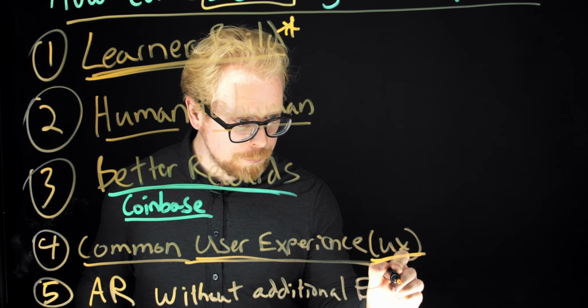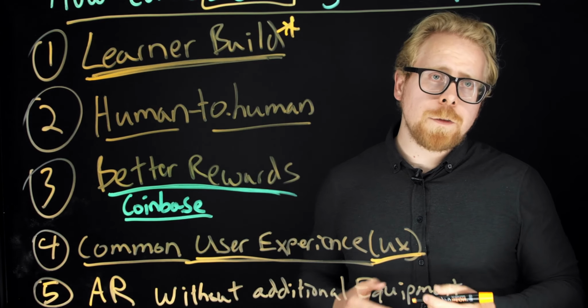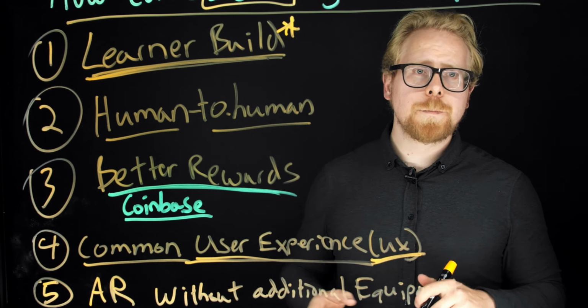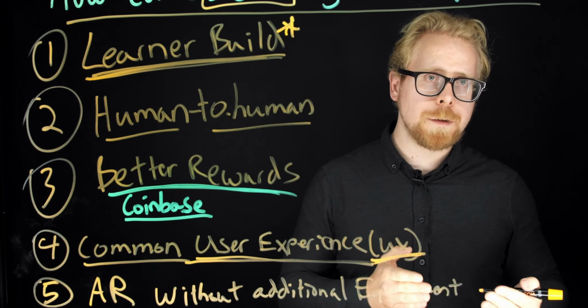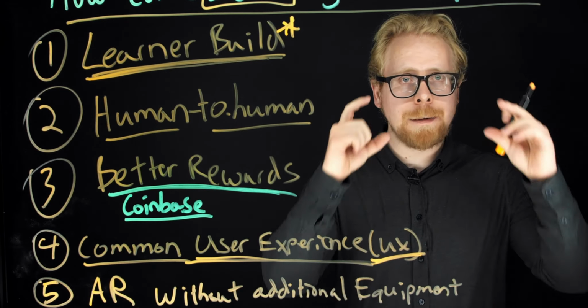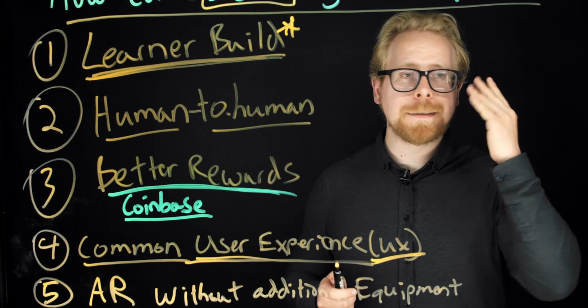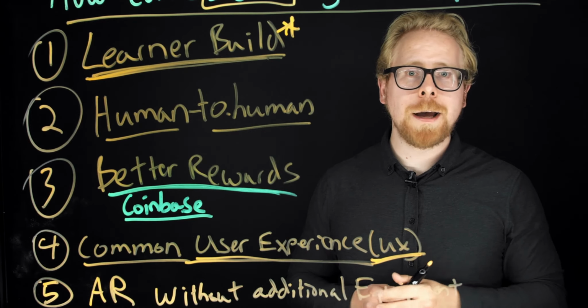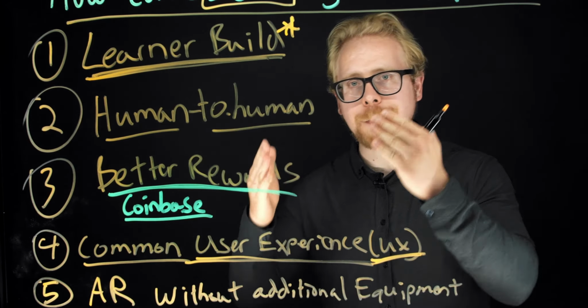I'm going to give you an example of this. When QR codes first came out, you had to download a separate app onto your phone to scan the QR code. You couldn't just pull out your camera and scan the code. You had to have a specific QR code reader on your phone.